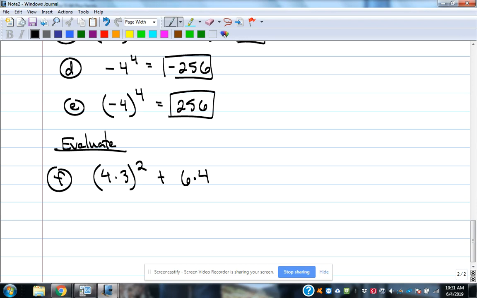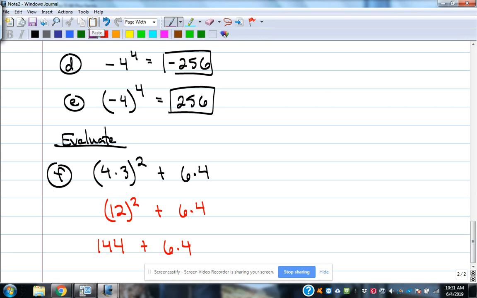All right, so if I did this one step at a time, I would do 4 times 3 first because it's inside parentheses. So that'd be 12, and that's going to be squared. And then I'm not doing the 6 times 4 yet because I hadn't got to that. And then I'm doing exponents. So I'm going to square the 12. 12 squared would be 144, knowing multiplication tables there. And then the next step is to do multiplication and division left to right. There is that here. So that's 144 plus 6 times 4, which is 24.